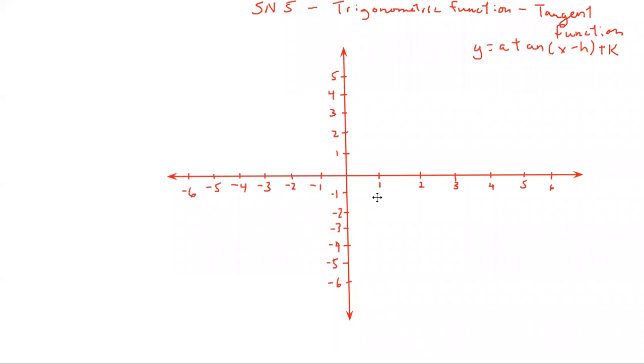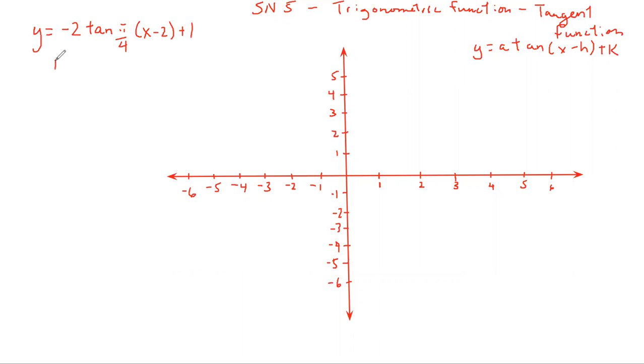So first and foremost, let me get my pen out here. And we have the following. I have a rule that is y equals negative 2 tan of pi over 4, x minus 2, plus 1. So first we have to understand a couple of things here.